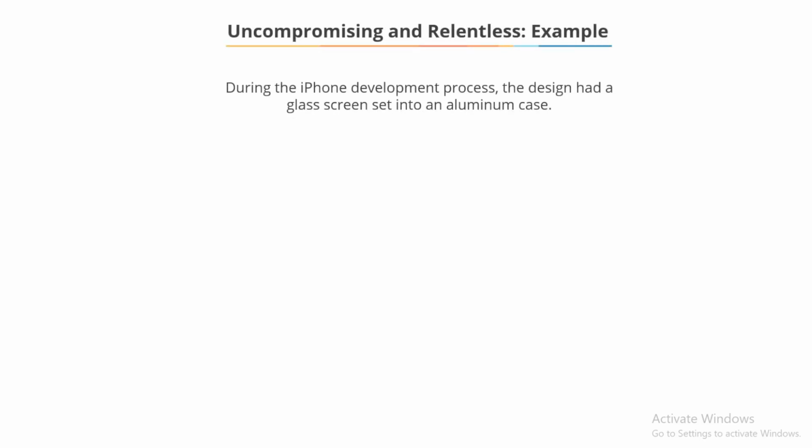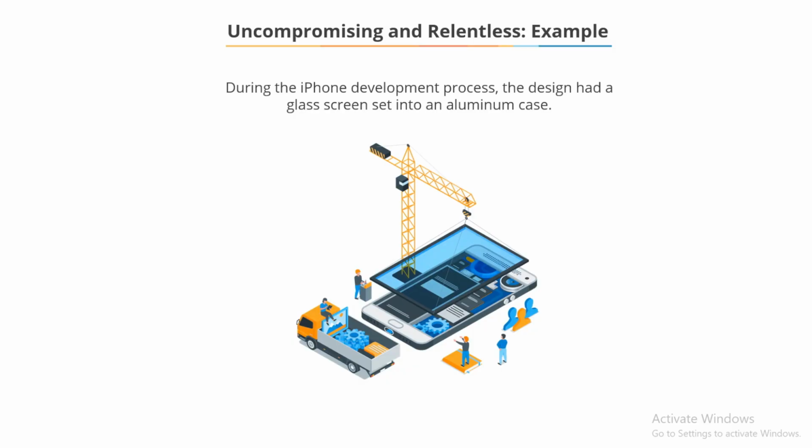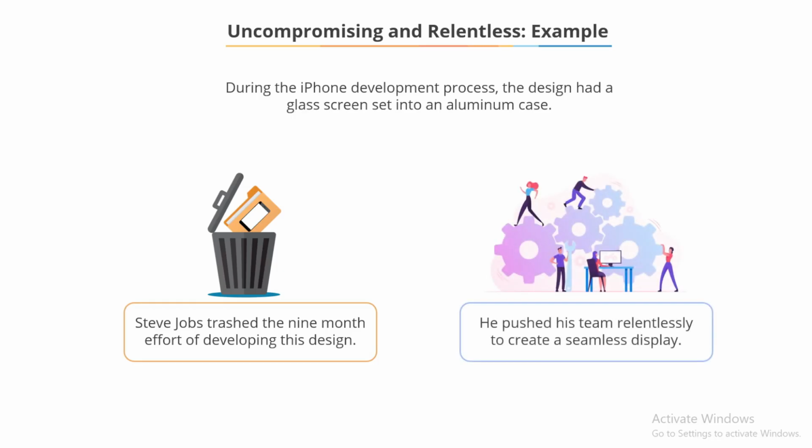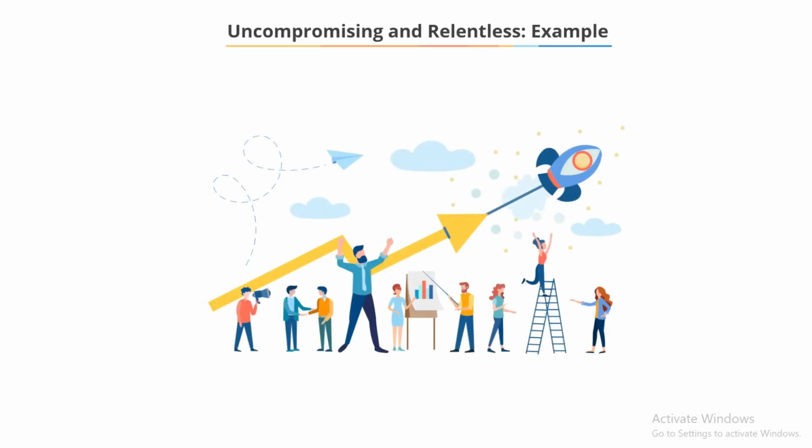Let us take the example of Steve Jobs. During the iPhone development process, the design had a glass screen set into an aluminum case. Jobs felt the iPhone experience was all about the display, and its current design with the aluminum case was sabotaging the experience. The 9-month effort of developing this design was trashed, and Jobs pushed his team relentlessly to create a seamless display. This paid off well for the company, and according to Jobs himself, it was one of his proudest moments at Apple.